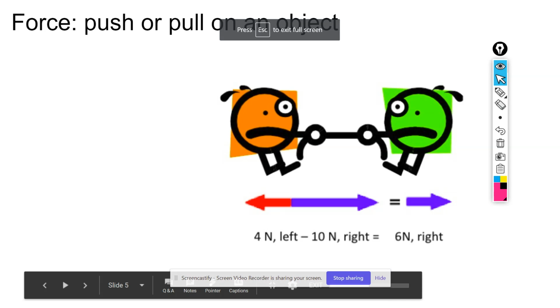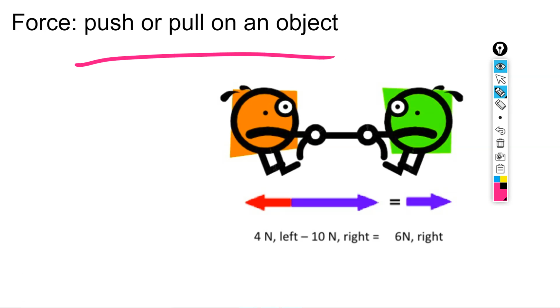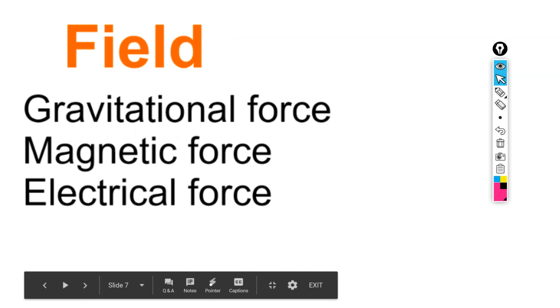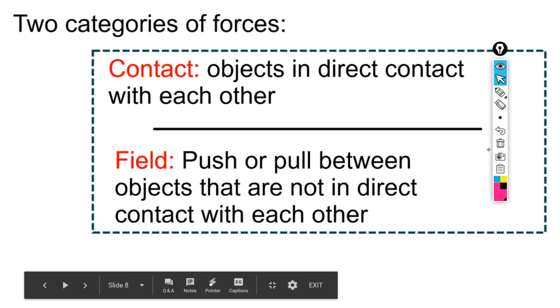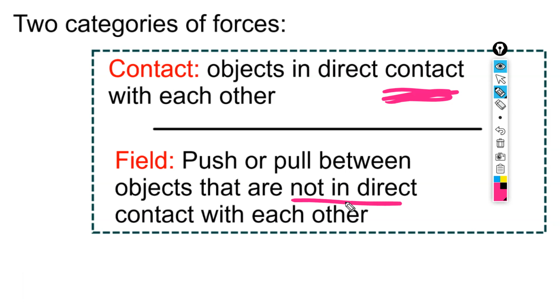Okay, 5 minute or less forces review. A force is a push or pull on an object. What is a force? A push or a pull on an object. Two types of forces, two broad categories of forces, contact and field forces. Contact forces are in direct contact with each other, and field forces are not in direct contact with each other.